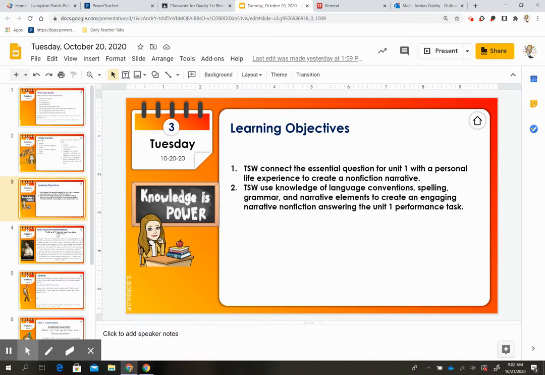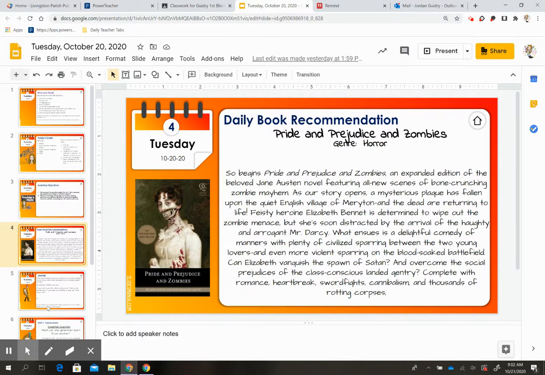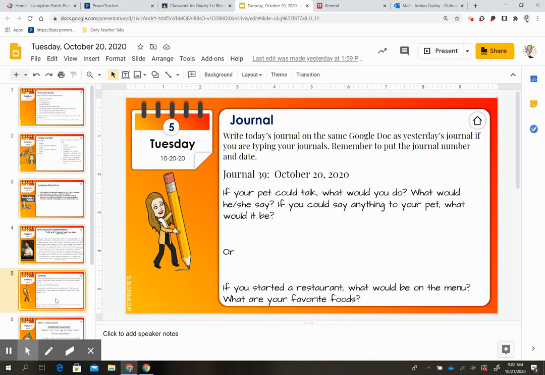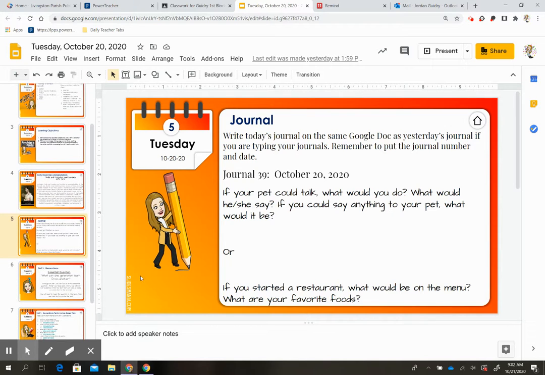We have our objectives for the day. I have my book suggestion of the day. And then you have your journal prompt. Again, this one gives you a choice. What would your pet say to you and what would you say back if your pet could talk? Or if you started a restaurant, what would be on the menu and how would you describe those foods?